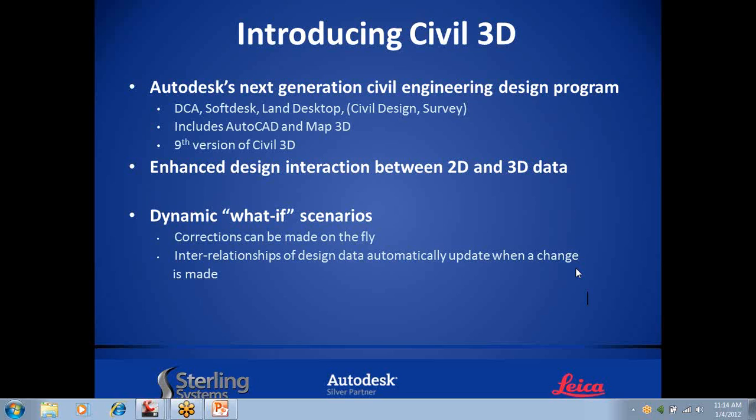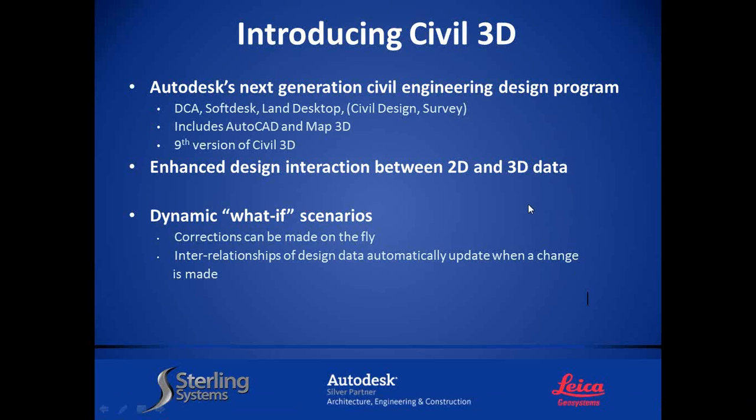And inside Land Desktop, you have two modules, Civil Design and Survey, and you can switch back and forth. Civil 3D includes all of those modules in one, so you don't have to flip back and forth anymore. It also includes all of AutoCAD and AutoCAD Map for all your GIS functionality. Please let us know in the future if you would like information on Map 3D or GIS, when we could look at complementary training for that as well.